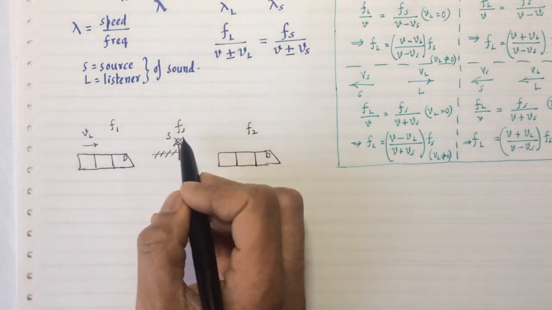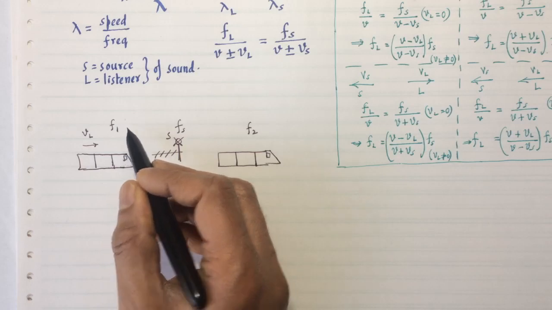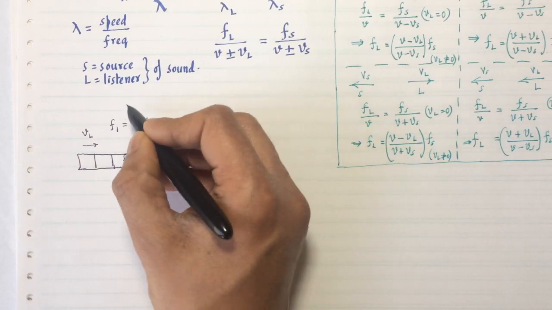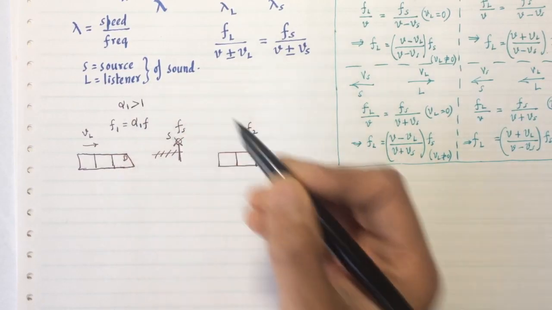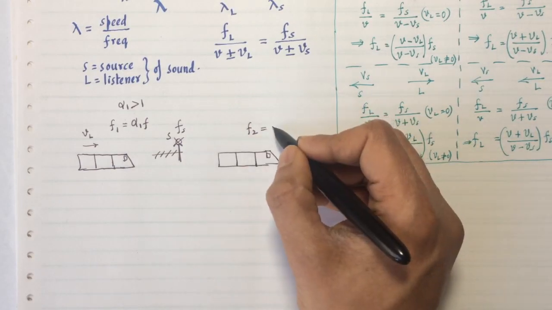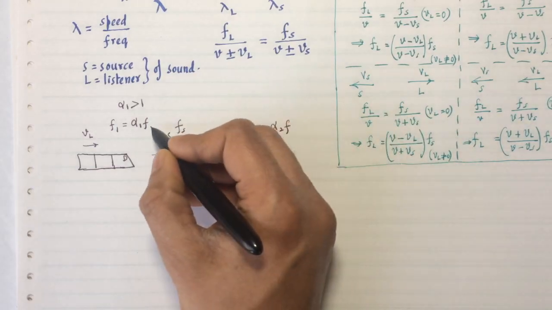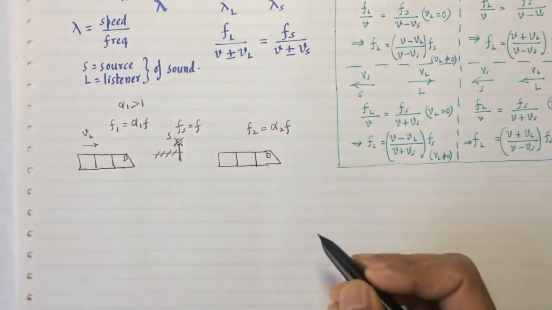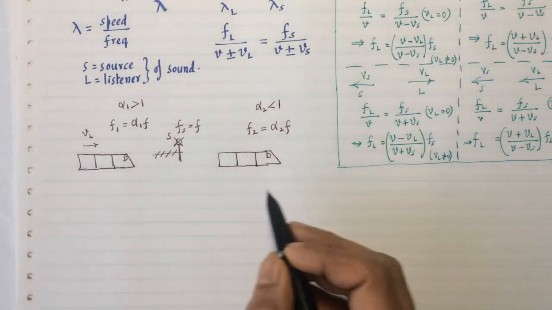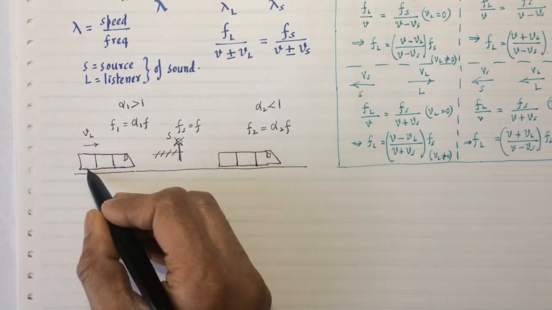Now usually F1 is going to be bigger than Fs. If your train is having a positive velocity, it's going to be bigger than Fs. So let's call this alpha 1 times F, where alpha 1 is bigger than 1. And F2 is going to be smaller than Fs because you're getting away from the source. So that's going to be alpha 2 times Fs, which I'm just going to call F for simplicity. So alpha 2 is less than 1. So that's the facts of your experiment here.